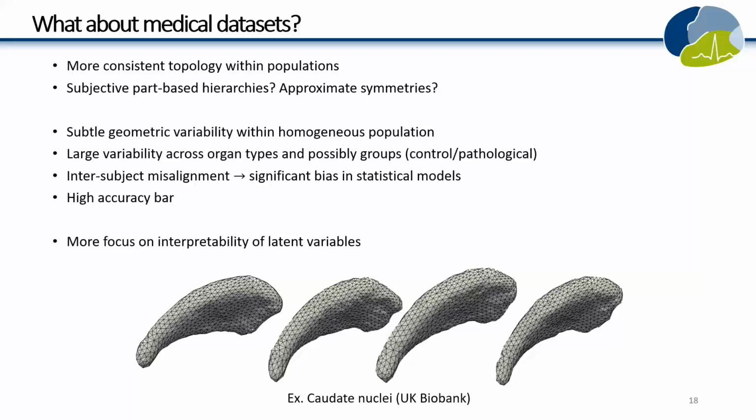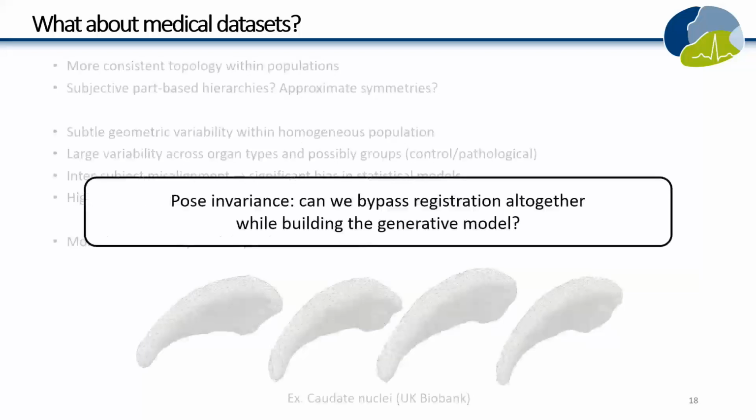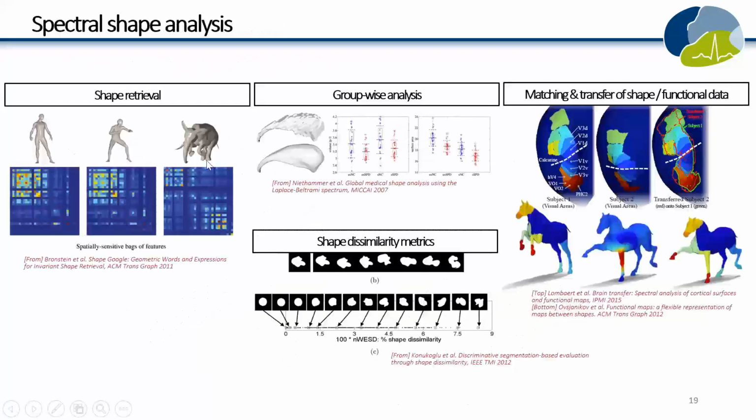So here it would be really interesting to have an approach where you can avoid registration altogether. Let's say you could have a generative model which is directly naturally invariant to pose. And there is a natural framework to do that, which is spectral shape analysis.